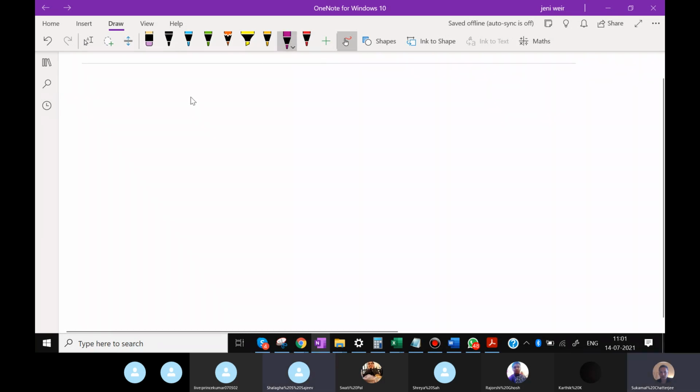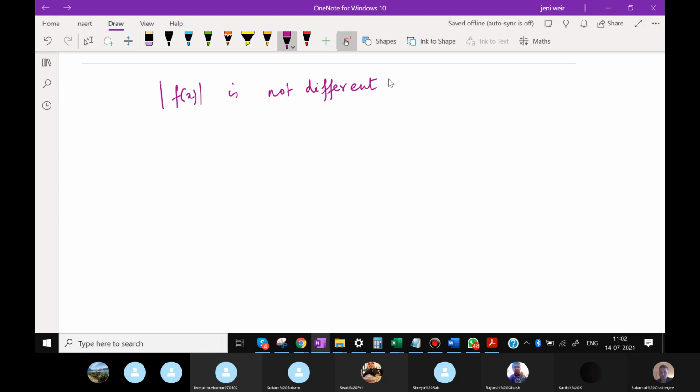Okay. So yesterday we had seen that mod of f(x) is discontinuous. Sorry, not discontinuous, is not differentiable at x equal to 0. But if I have mod of f(x) to the power n, now what happens in that case?